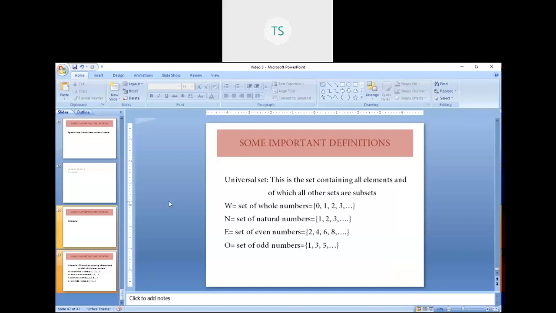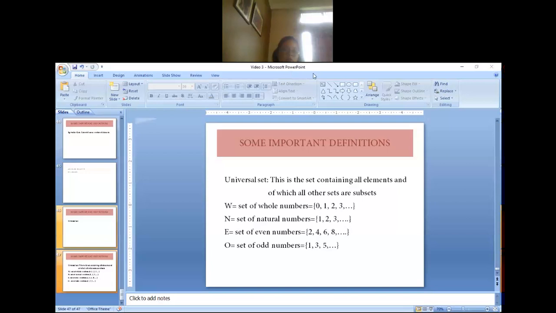Subset is a very important topic from your set theory. After class, you will go through these definitions and examples, and if you have any doubt, you can ask me that question in our WhatsApp group. We will try to discuss. Okay, so today I will stop here. In the next class we will start the topic.